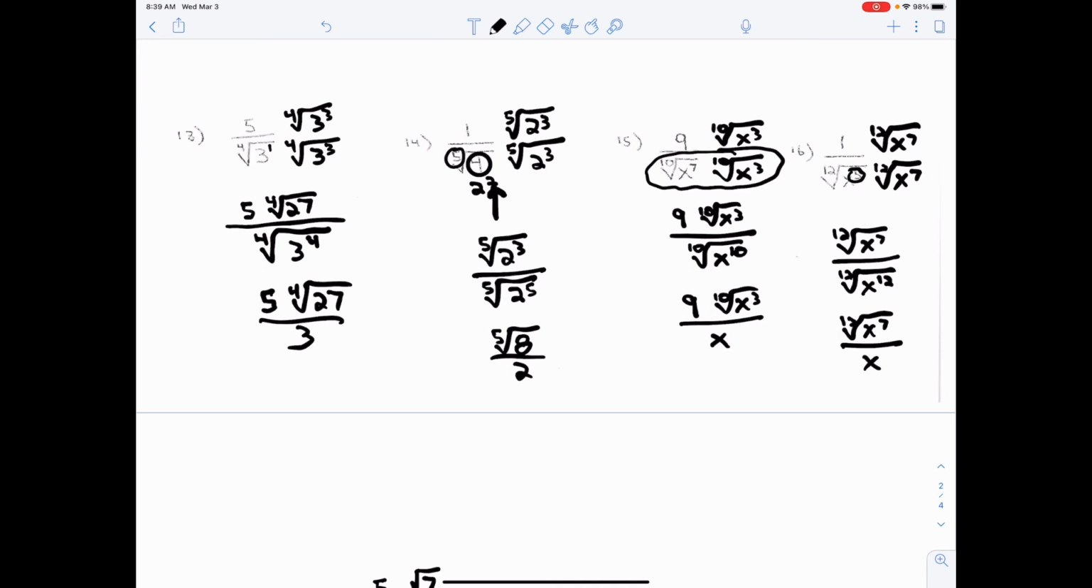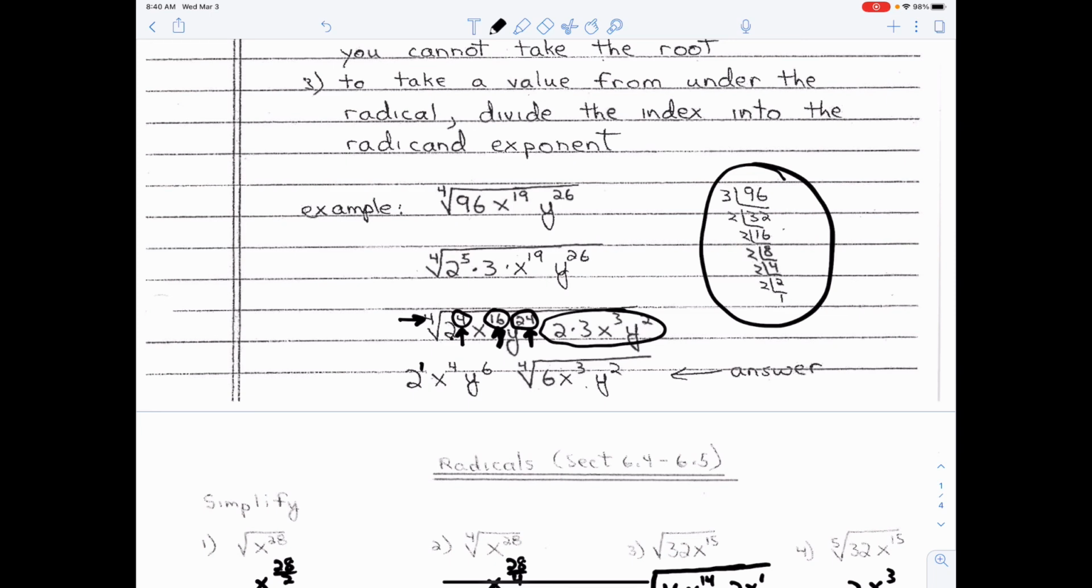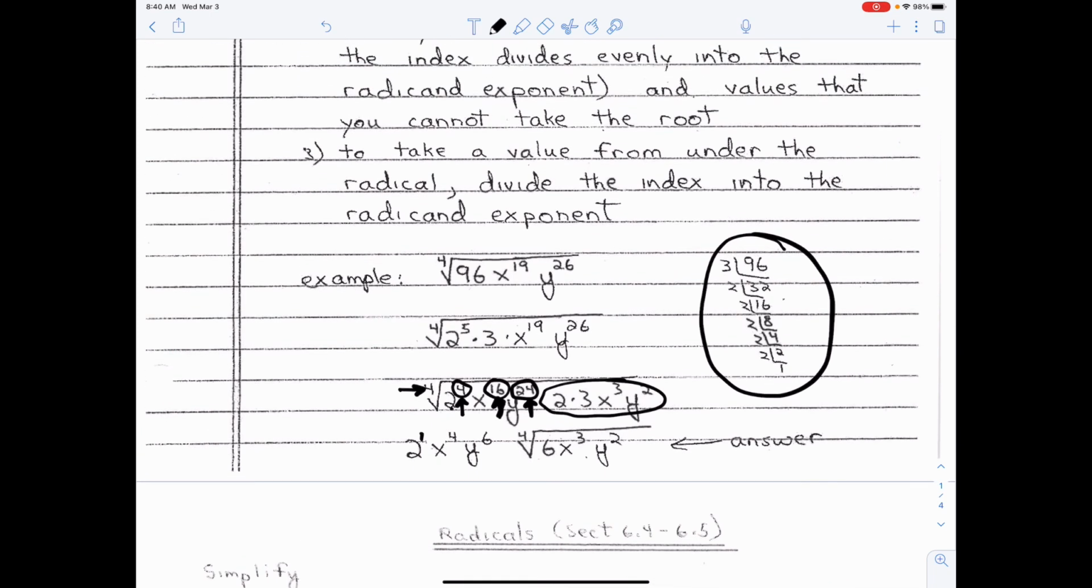So what we're dealing with here is larger indexes than 2, but basically the process is the same. Again, what you do is you divide the index into the radicand exponent, like we did right here. 4 goes into 4 once, 4 goes into 16 4 times, and 4 goes into 24 6 times.